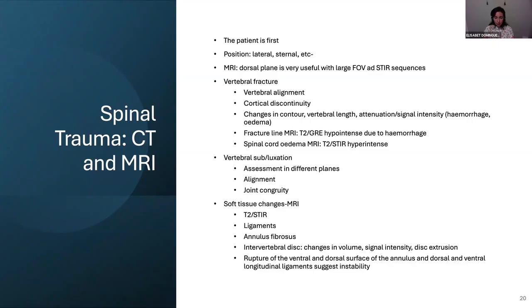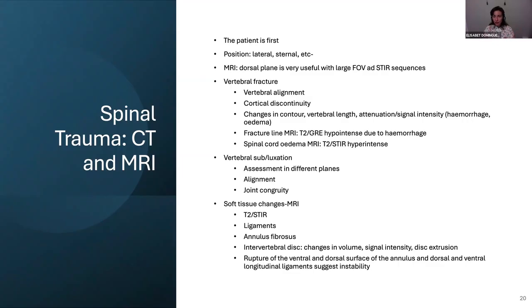Then if we are doing an MRI, something that is also very useful is starting with a dorsal plane, like a ventrodorsal radiograph, with a large field of view and with STIR sequences, because STIR will show you the changes in the soft tissues very easily. So it will point out where the soft tissues are abnormal, and if they are abnormal, it is probably the place where there was the most trauma, and we can pay more attention to the vertebral column at that level.